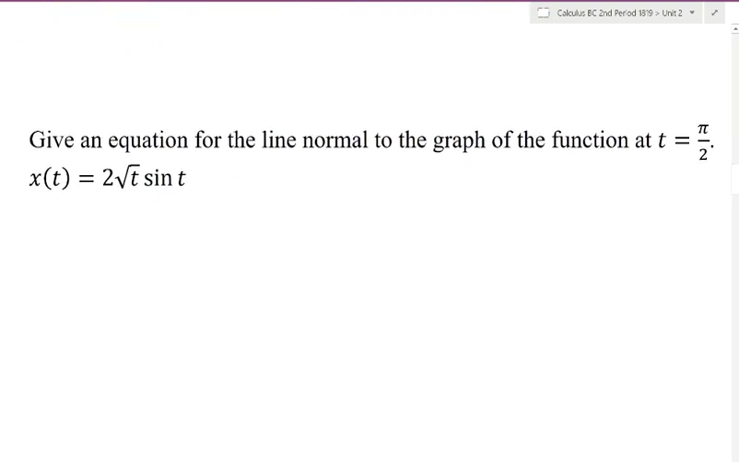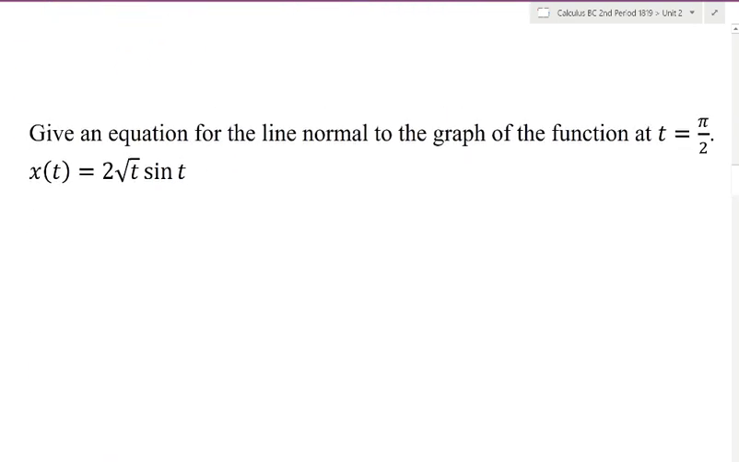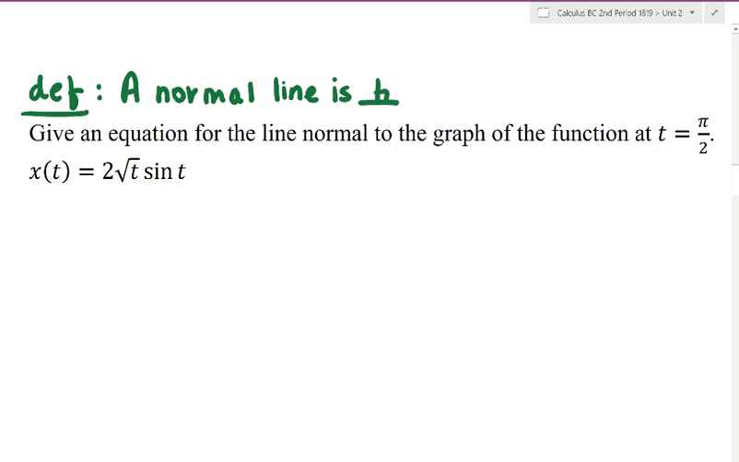The next thing we're going to talk about is the line normal to a graph. Okay, so we don't know what a normal line is yet. A normal line is going to be perpendicular to the tangent line at that point of tangency.